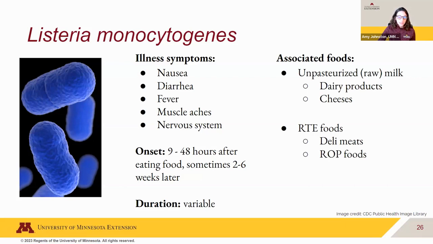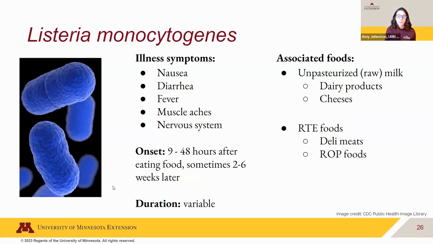Unpasteurized or raw milk and dairy products and cheeses made from this milk can be a source of the bacteria, as that bacteria is naturally present in the GI system of cows. The Listeria monocytogenes bacteria is also naturally present in the soil and environment. Ready-to-eat foods, or RTE foods, can become contaminated during processing if proper hand washing and food handling procedures aren't followed.